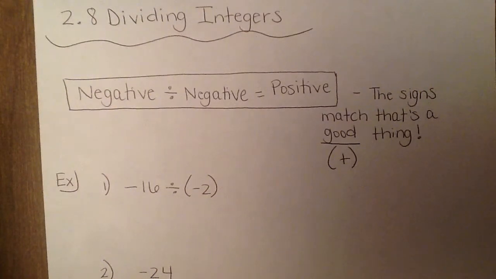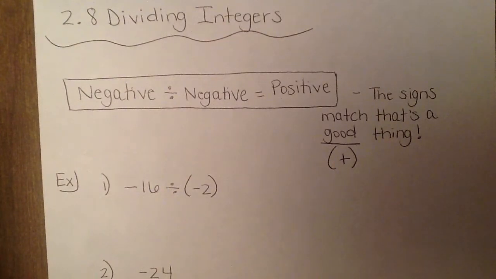Hello, mathematicians. We are going to finish up our study of positive and negative numbers by looking at how to divide them. You will see that the rules are very similar to what we've been doing with multiplying integers.